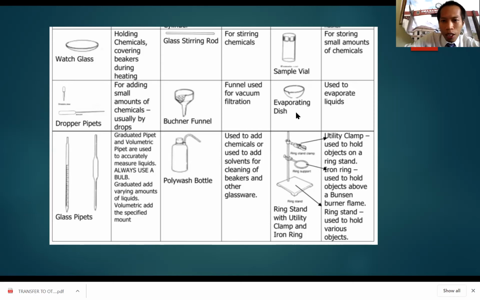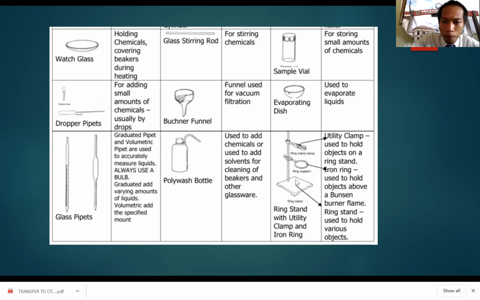Okay, we don't have this one in our lab. This one, the evaporating dish, is also important. It is like a bowl, mangkok, ya. Evaporating dish is used for what? To evaporate liquid. If you need to evaporate liquid, then you put the liquid here and you heat it, then the liquid will evaporate.